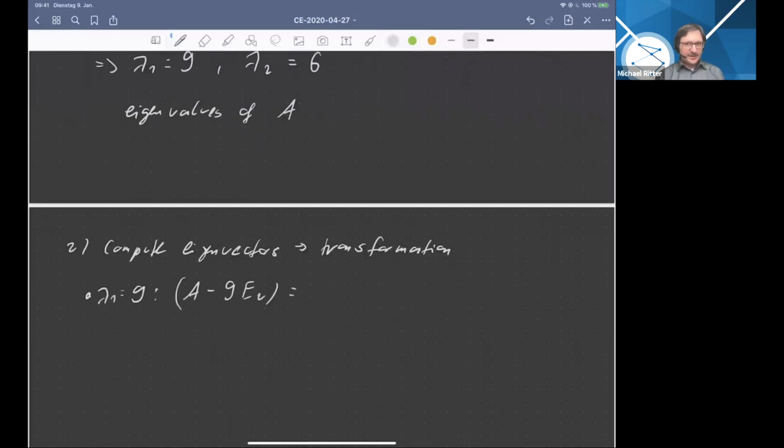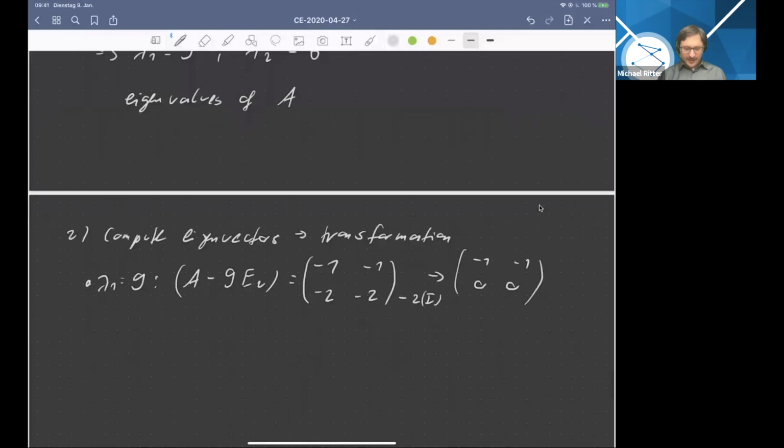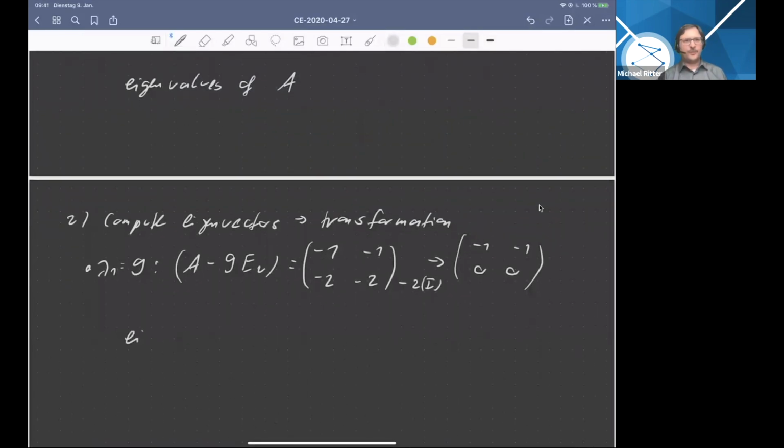Okay, that is, let's see, minus 1, minus 2, minus 1, minus 2. And well, we can see that by just subtracting 2 times the first row from the second row, we get minus 1, and 0, 0. And a solution for that would be, for example, 1, minus 1 or minus 1, 1, whichever you prefer. Okay, so the eigenspace for the eigenvalue 9 is spanned by the vector (1, minus 1).